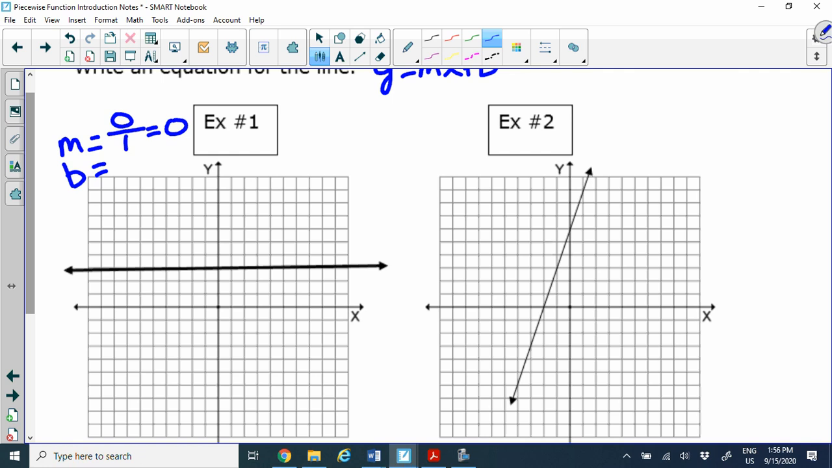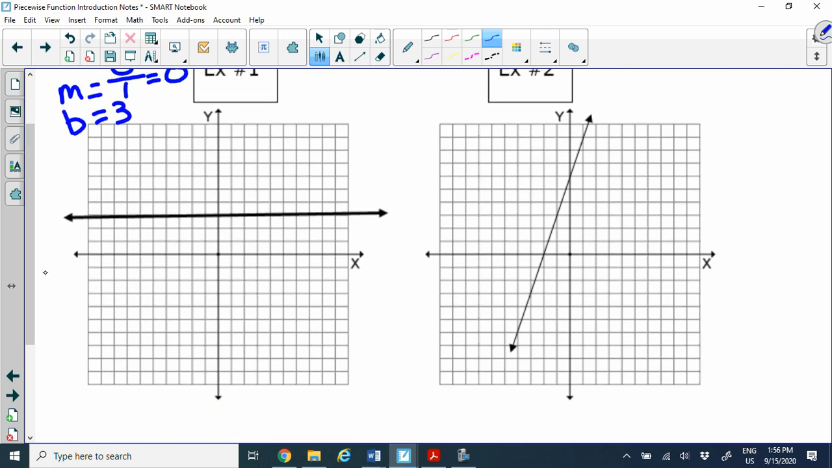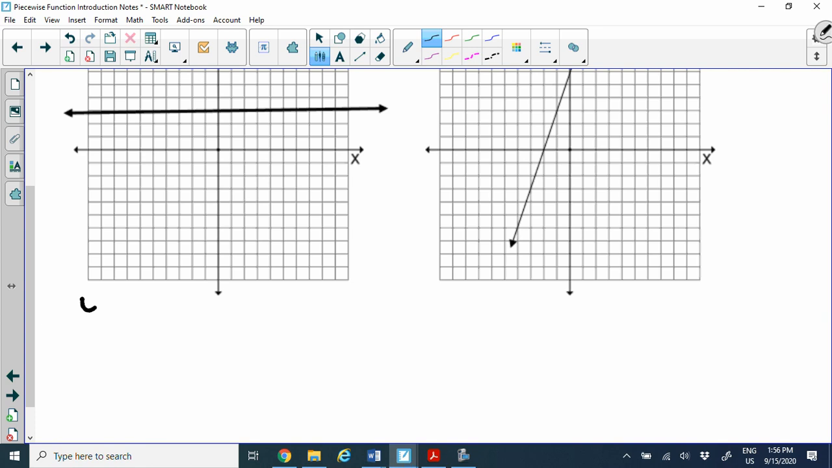Well, let's look at the y-intercept. Remember, the y-intercept is where the graph crosses the y-axis. Okay, so if I look at my y-axis, I can see that this graph crosses at 1, 2, 3. So my b value is going to be 3. Now, how can I write this? Well, remember, m is 0, x we keep as x, and then b is 3.